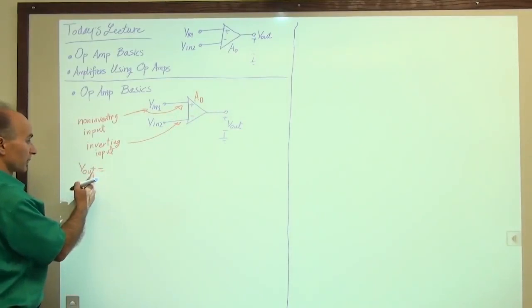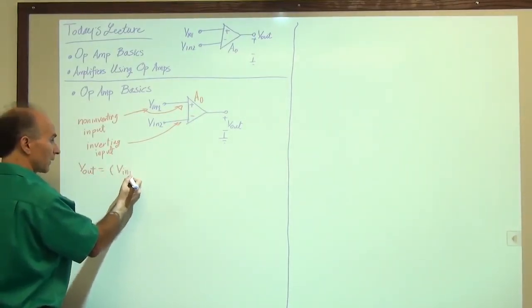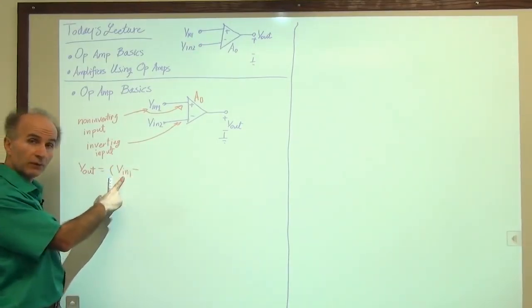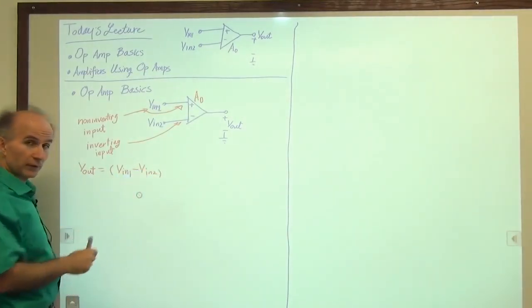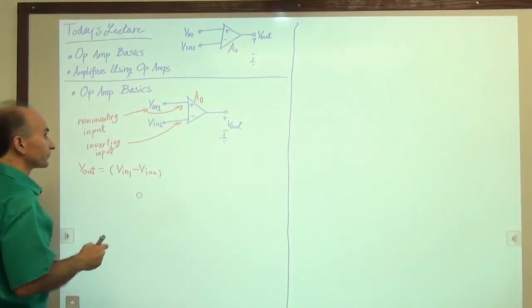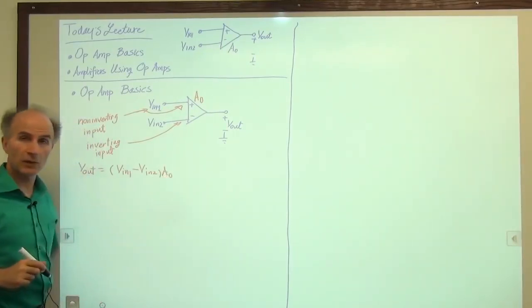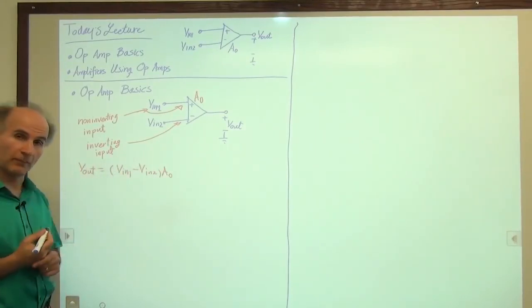So the op-amp will produce at the output the difference between the non-inverting input voltage and the inverting input voltage, and we'll multiply it by A0. That is what the op-amp does. Okay, this equation is important to remember.